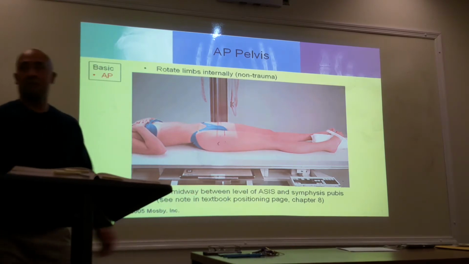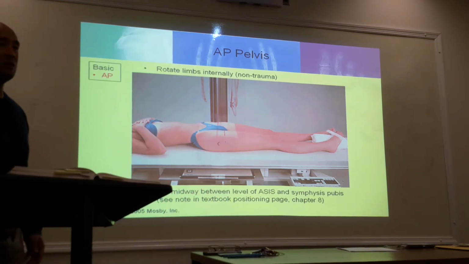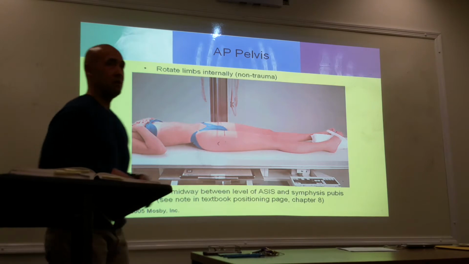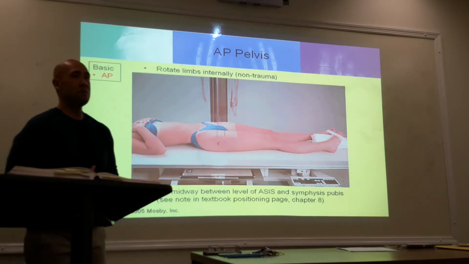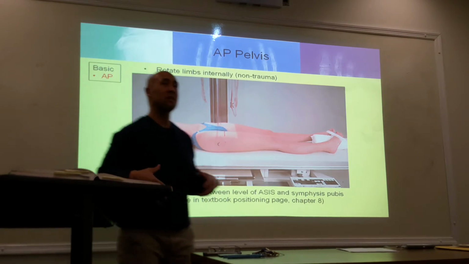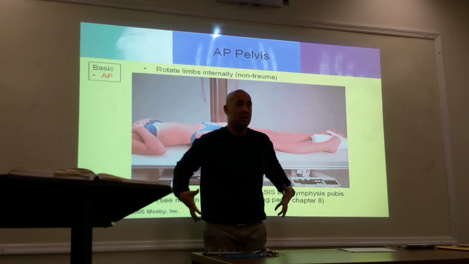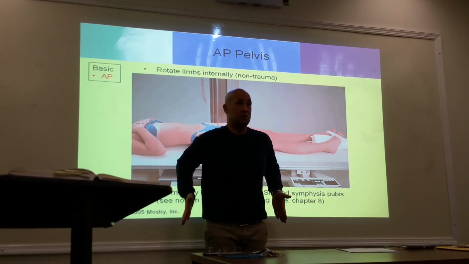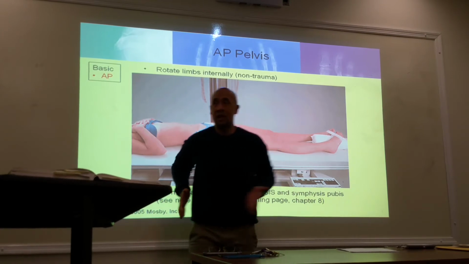AP pelvis, 14 by 17. You're going to use a large image receptor. If we have the image receptor that we have in the back that's 14 by 17, you're going to place it crosswise. Not the length, but crosswise. Side to side.